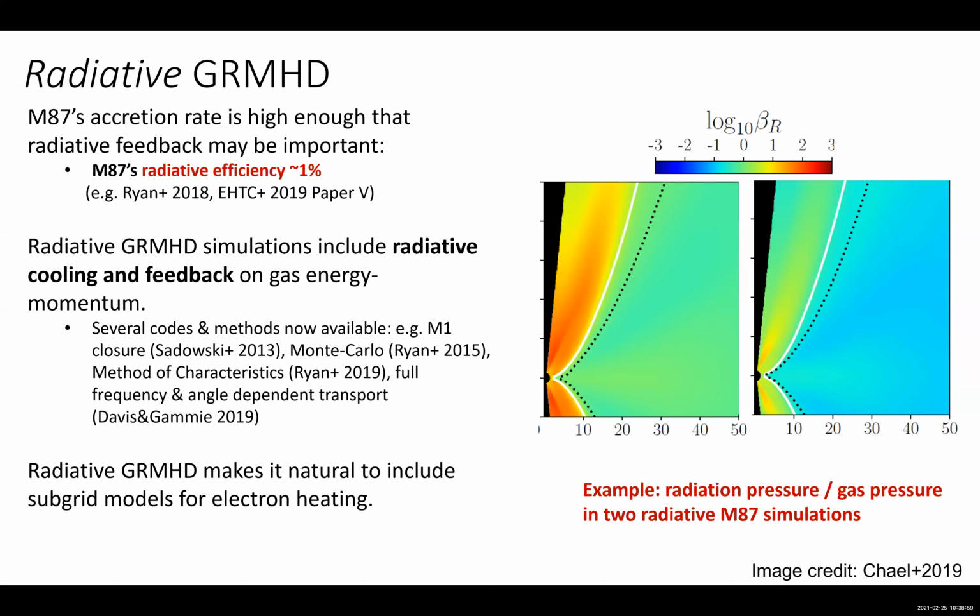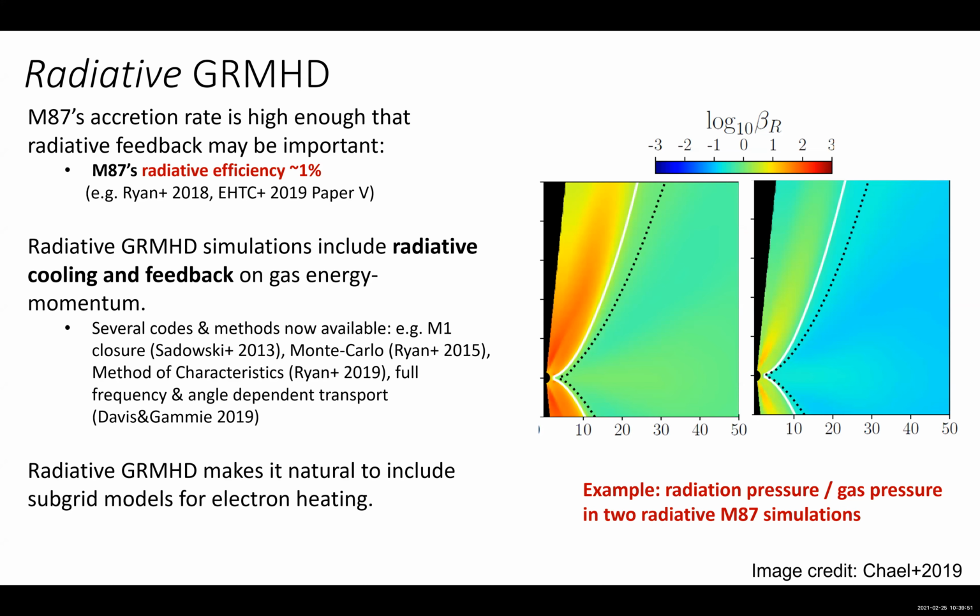And in some of these simulations, here on the right, you see the ratio of radiation pressure to gas pressure can approach unity, depending on which plasma heating model you use. So we might expect that radiation has a significant role to play in determining both the electron temperature and also the gas energy momentum in these systems, in M87 at least. So radiative GRMHD simulations take the next step beyond standard GRMHD simulations to include this radiative cooling and feedback on the energy momentum. There are now many different codes and methods to do this with increasing degrees of sophistication. So I think we're really at a point now where we can start comparing these codes, start understanding which ones work and which ones are necessary to investigate these systems.